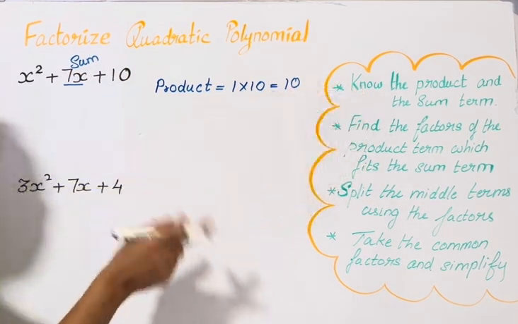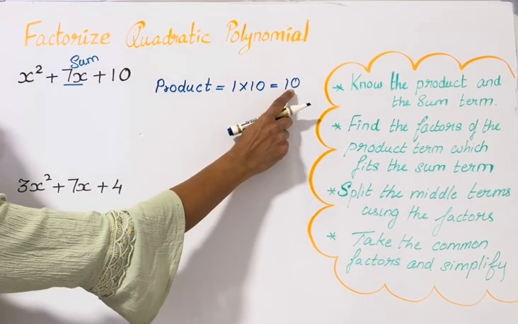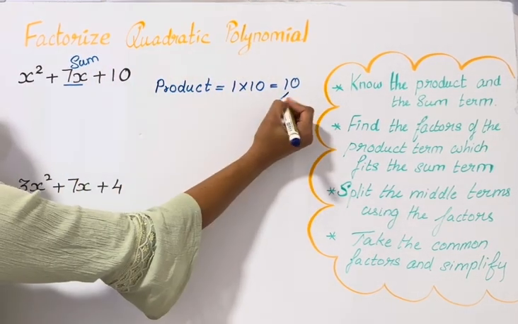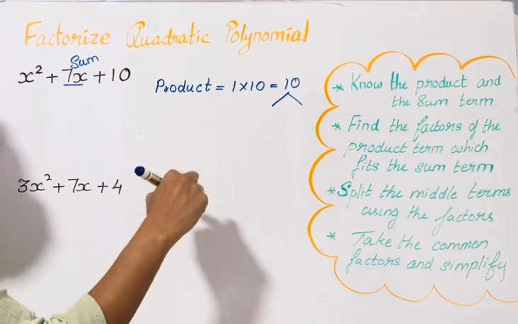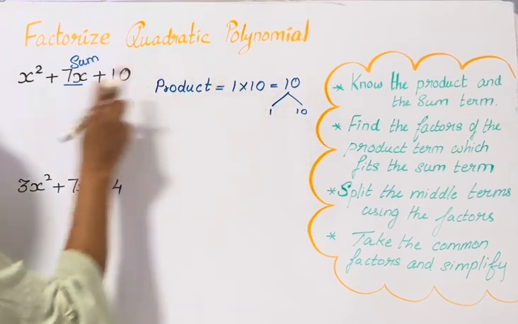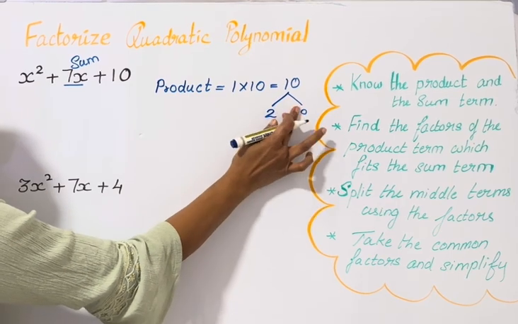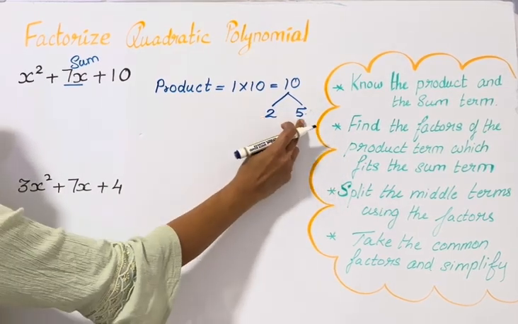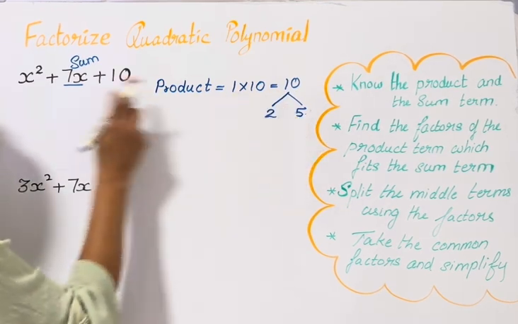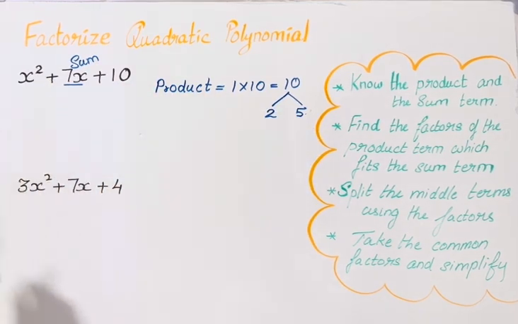After knowing the product and the sum term, find the factors of this product 10 such that these factors fit the sum term and the product term. The factors of 10 are 1 and 10, 2 and 5. We can't take 1 and 10 because their sum will not give the sum term. So let's take the other factors, 2 and 5. The product of 2 and 5 is 10 and the sum 2 plus 5 is 7. So these are the factors we take to factorize this polynomial.